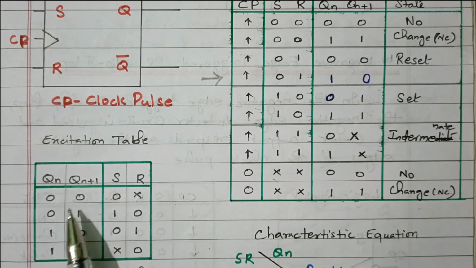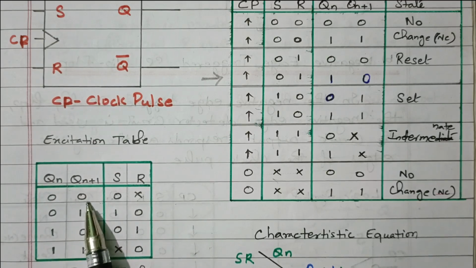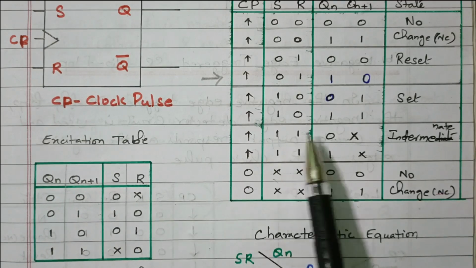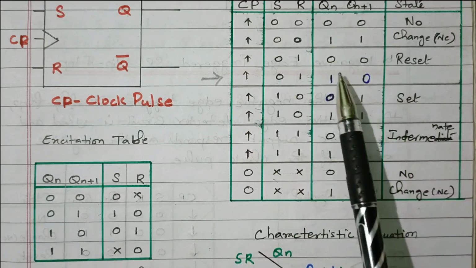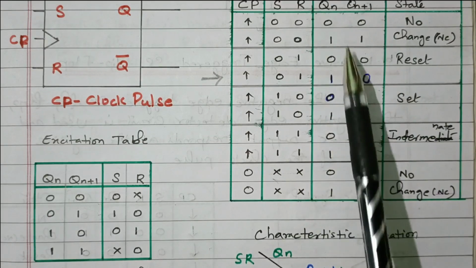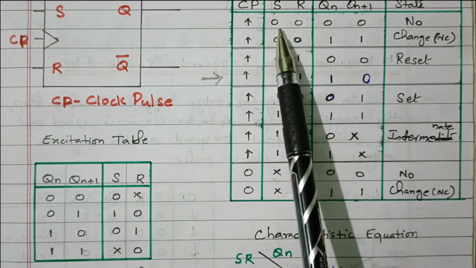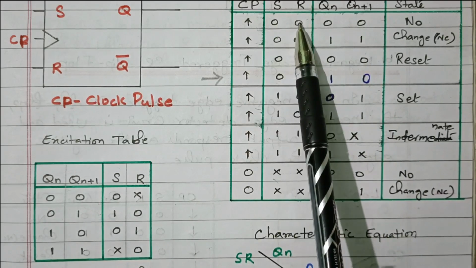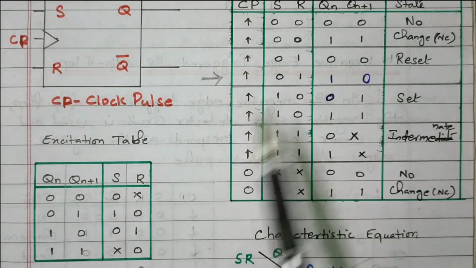First we will see 0, 0. Present state is 0, next state is also 0, what is the input we need to apply? Now we'll check this truth table. Wherever we have 0, 0, here 0, 0 is there. Here also 0, 0 is there. Present state and next state 0. No other, only these two combinations. This first and third. What is the input here? 0, 0. Here 0, 1. That is S is 0, but R may be 0 or 1. So that is 0X.